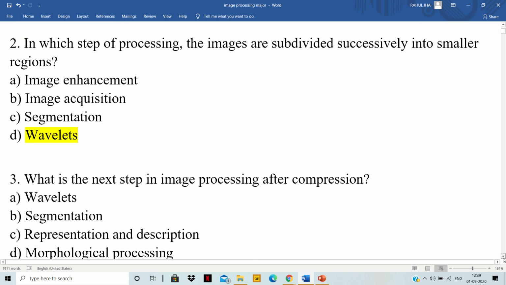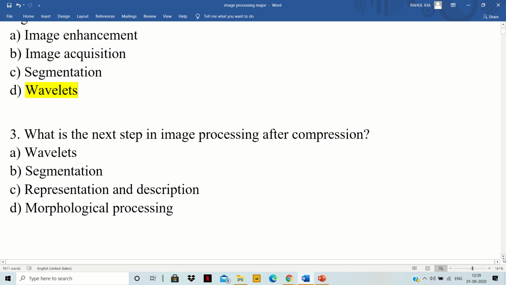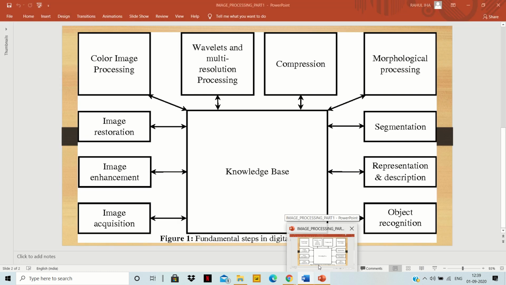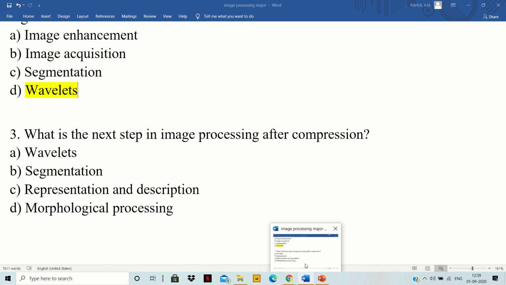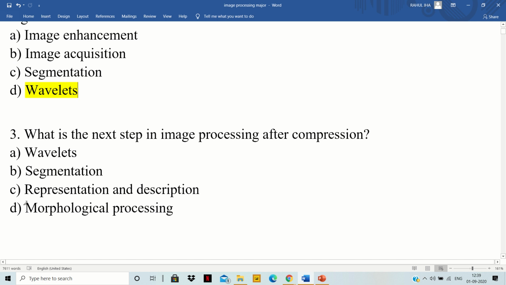What is the next step in image processing after compression? Okay, as I told you previously, you need to learn all the 10 steps in a better way, so that if they ask you which is the next process, you can answer it easily. The options are wavelets, segmentation, representation and description, morphological processing. You can see in the diagram now, it's morphological processing. So the right answer will be morphological processing.